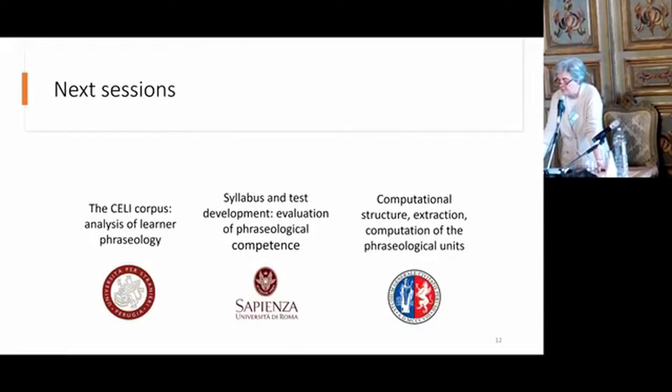In the next sessions, there will be three sessions describing project results. The first one will be on the CELI corpus and on the analysis of learner phraseology. The second one will be on syllabus and test development, evaluation of phraseological competence, and the final one will be on computational structure and extraction and computation of the phraseological units. These are the three units of our project.